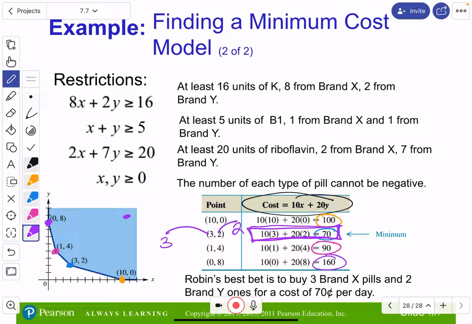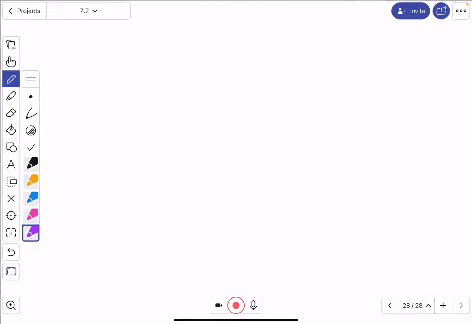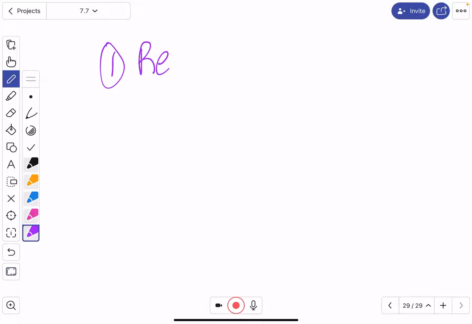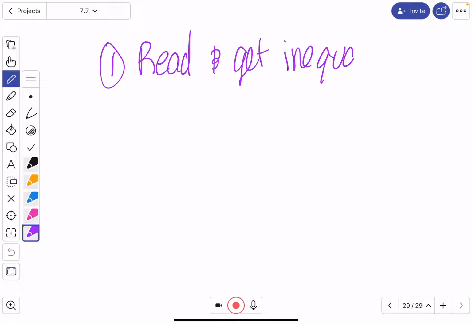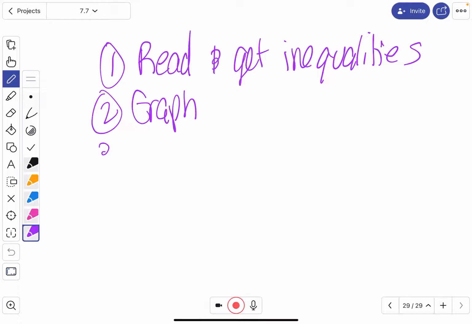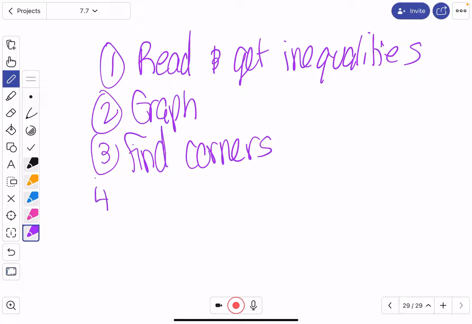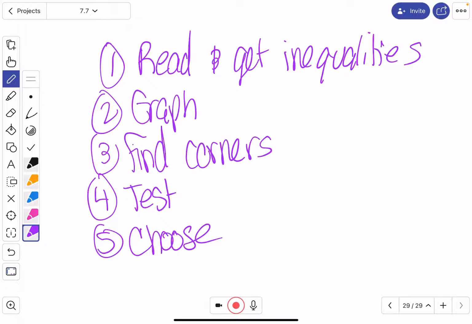So that's the point of this linear programming. You read the problem and write your inequalities. Then you're going to graph each one. Then you're going to find your corners. Then you're going to test each point with the equation. And then choose whichever one is either the highest or lowest based on what the question's asking. So that is the end of 7-7. Let me know if you have questions.